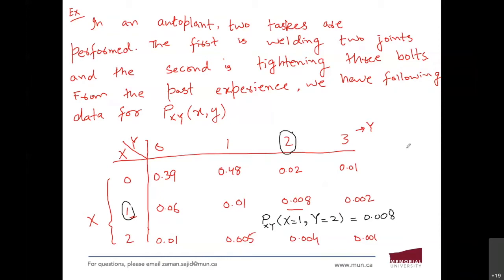Now again, this is part of your question. We are not calculating these probability values. And this thing can also be written as P of xy at 1, 2 is equal to 0.008.